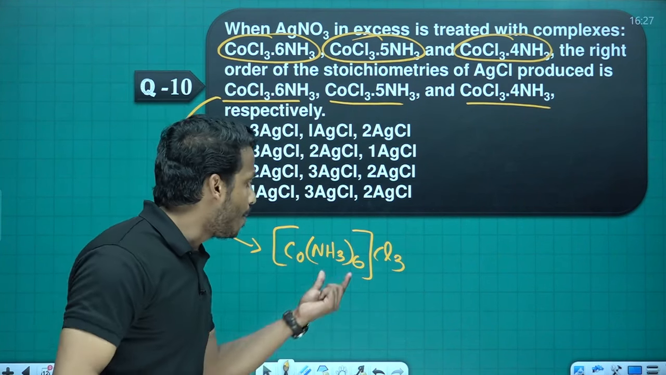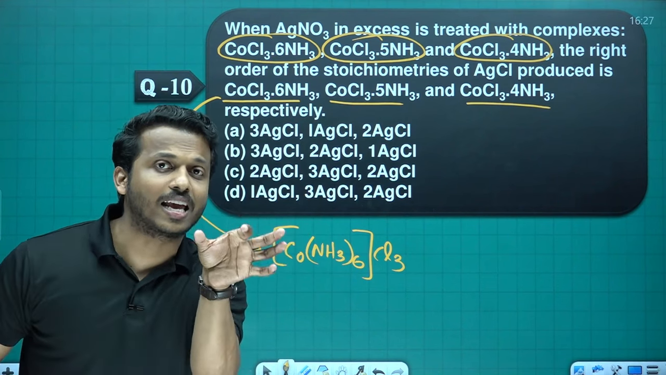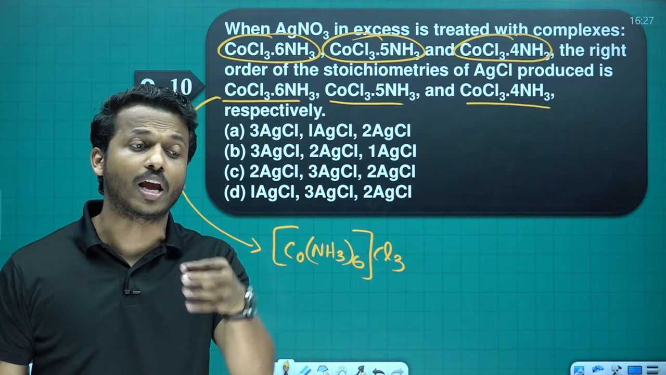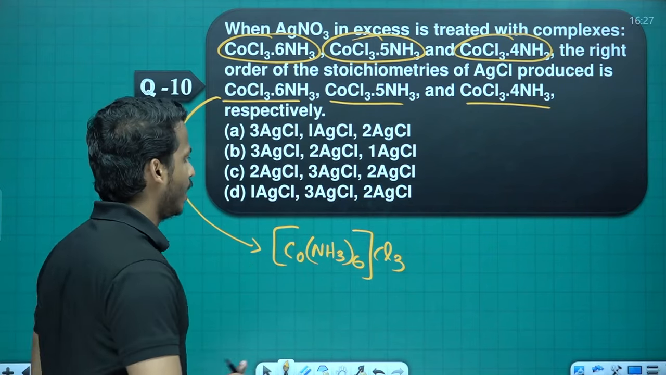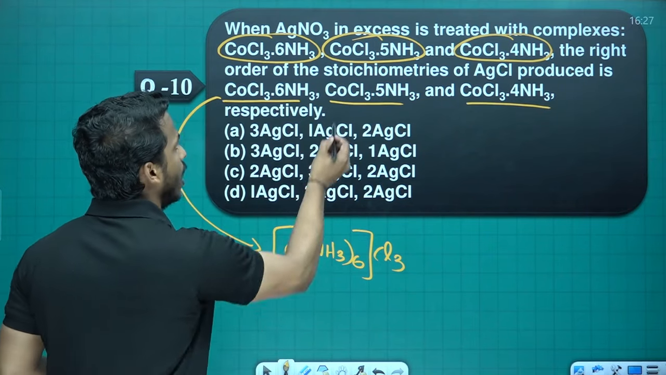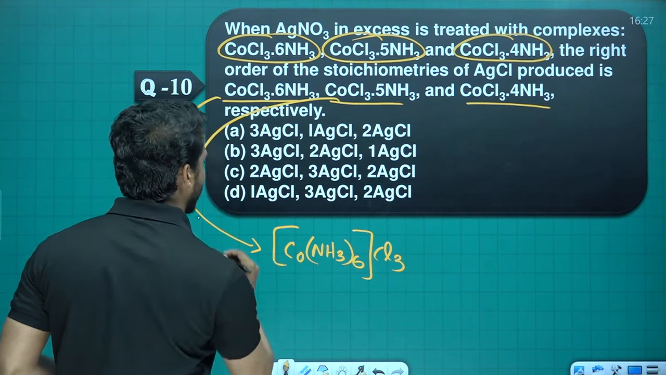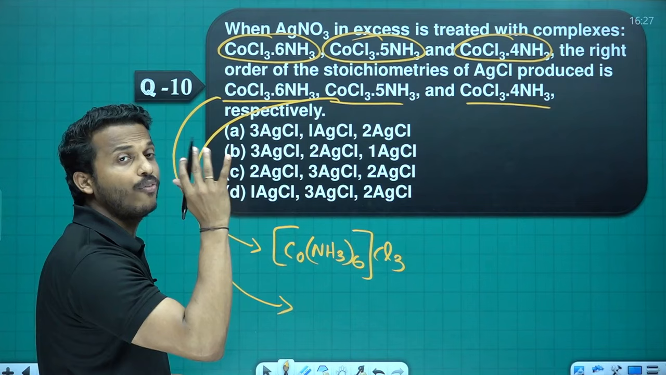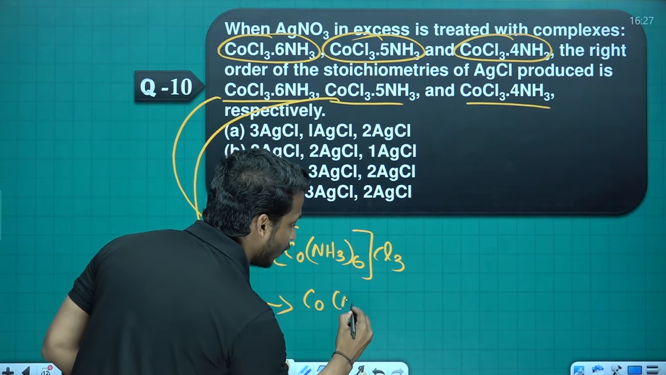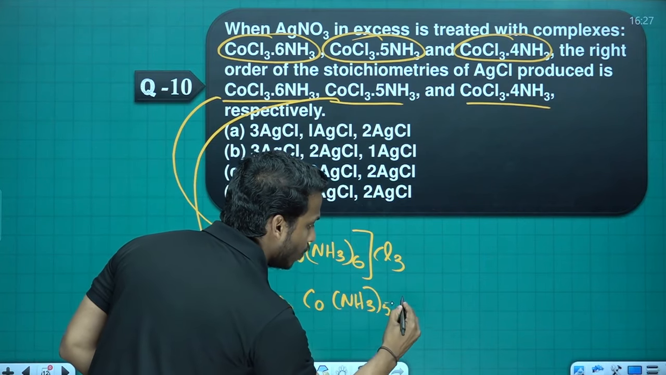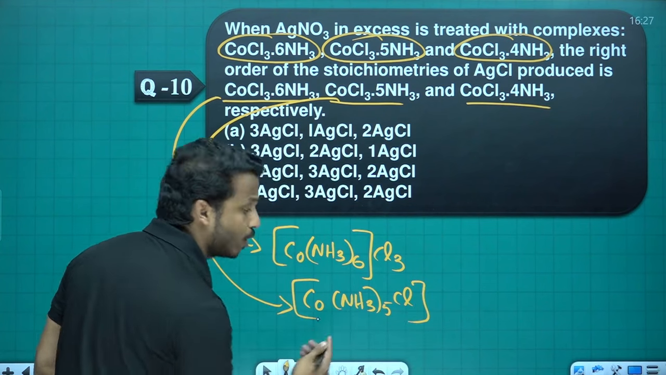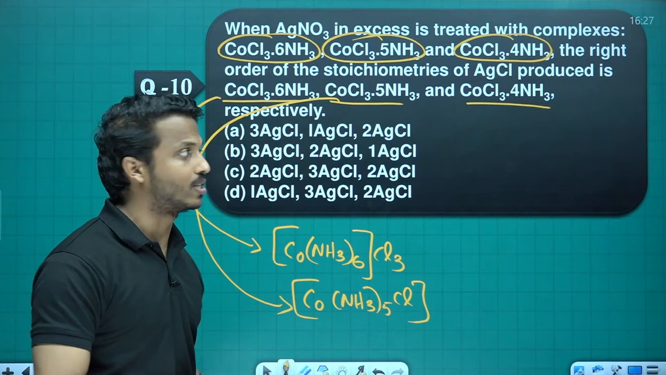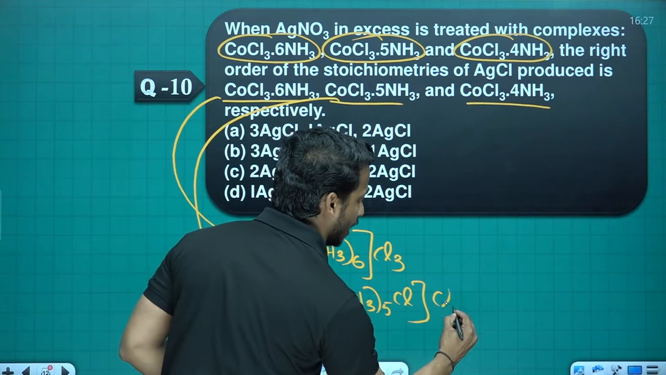Keep in mind, maximum you can place 6 ligands inside. Maximum coordination number is 6. Remaining ones all put outside. So this is the first possible complex. What about the second complex? The second complex is CoCl3 5NH3. It only has 5NH3, so let me place 5NH3 first. Then 1 chlorine I can put inside because maximum you can place 6 inside. So 5 plus 1, 6. Remaining 2 chlorine outside, okay?